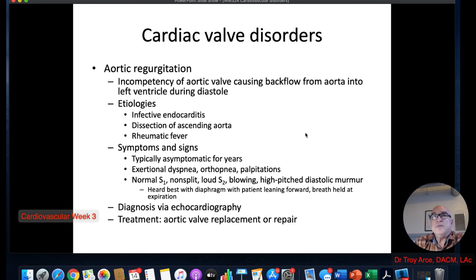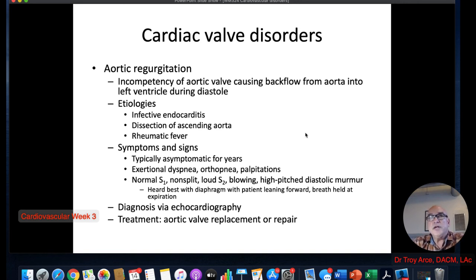Palpitations. They're going to have a normal S1. S1 is that first heart sound. Non-split with a loud S2, second heart sound. Blowing, high-pitched diastolic murmur. We know what murmurs are. Look into that. I gave you a vocabulary. Look up murmurs. We covered that first week. And it's heard best with diaphragm, with patient leaning forward, with the breath held at expiration.